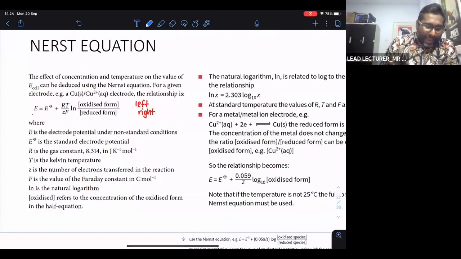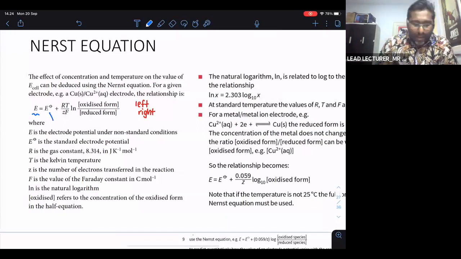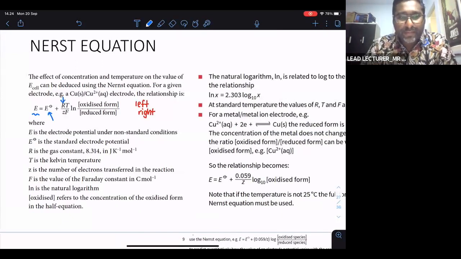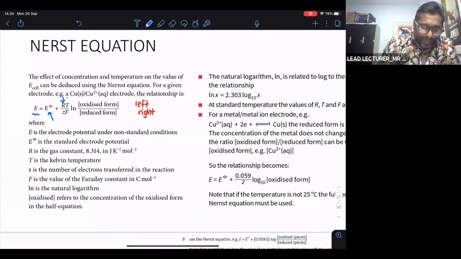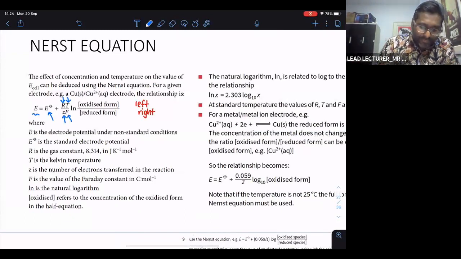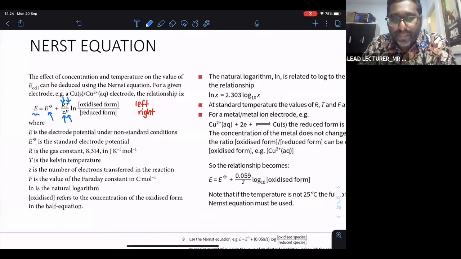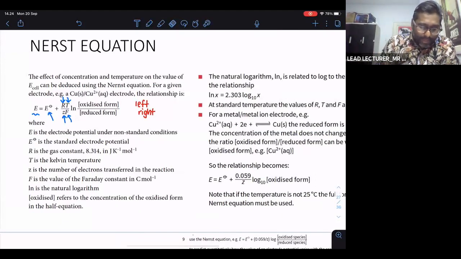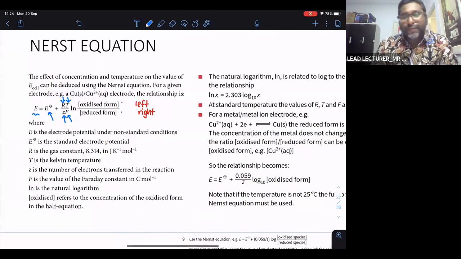The E value under non-standard condition is calculated by taking the standard value and adding this. This is the gas constant 8.31, and this is the temperature in Kelvin. This is the number of moles of electrons that we are dealing with, and this is the Faraday constant 96500. Ln, natural log, and then the oxidized form and the reduced form.